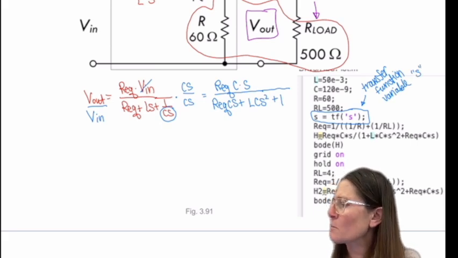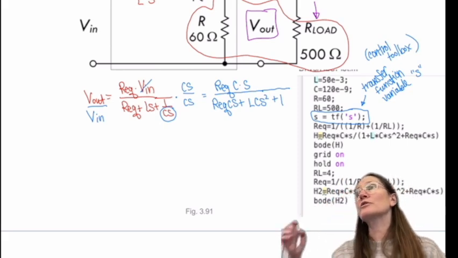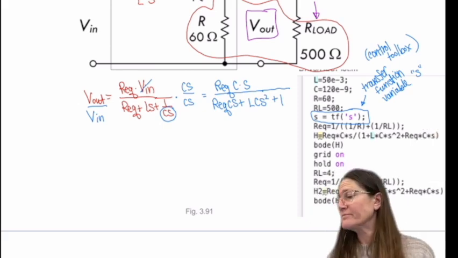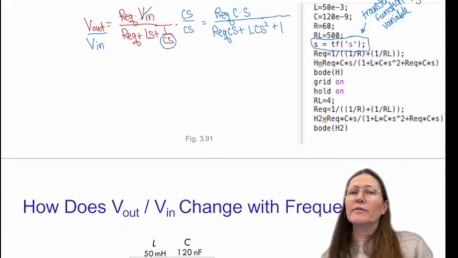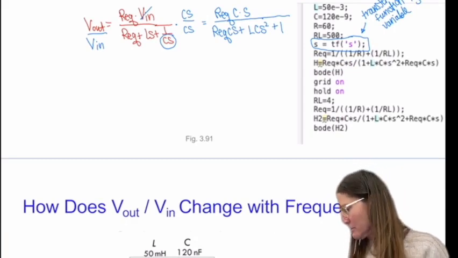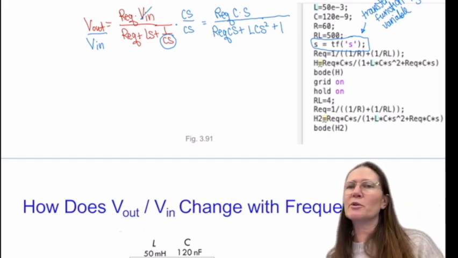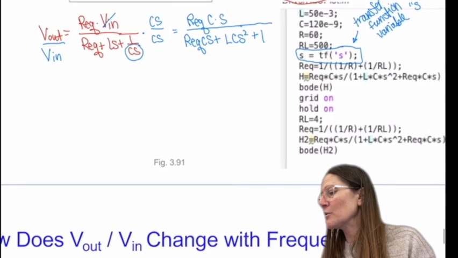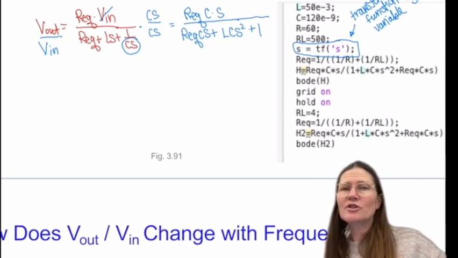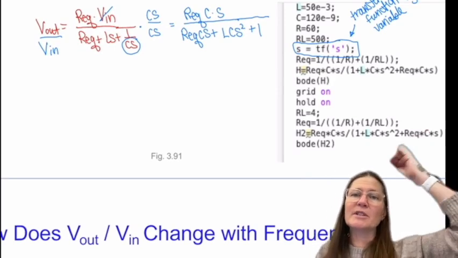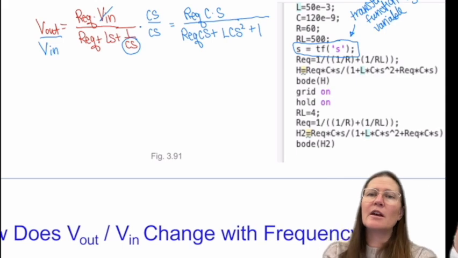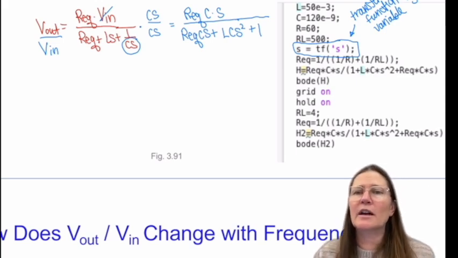If you use MATLAB, make sure that you have loaded the control toolbox. And then you can use just the function bode, which is really nice. So define my variables L, C, R, and RL, and then define my transfer function variable s, and then R equivalent, and then my H I just plug in. So R equivalent times C times s over 1 plus LC s squared plus R equivalent C s.